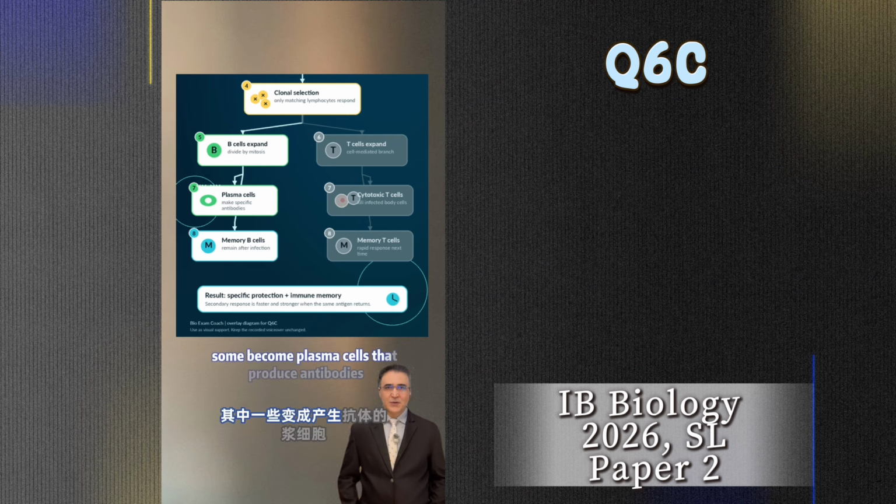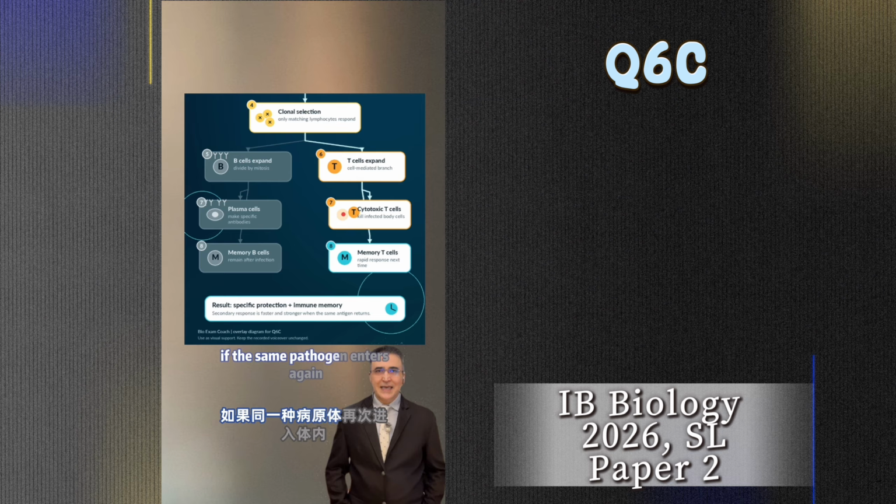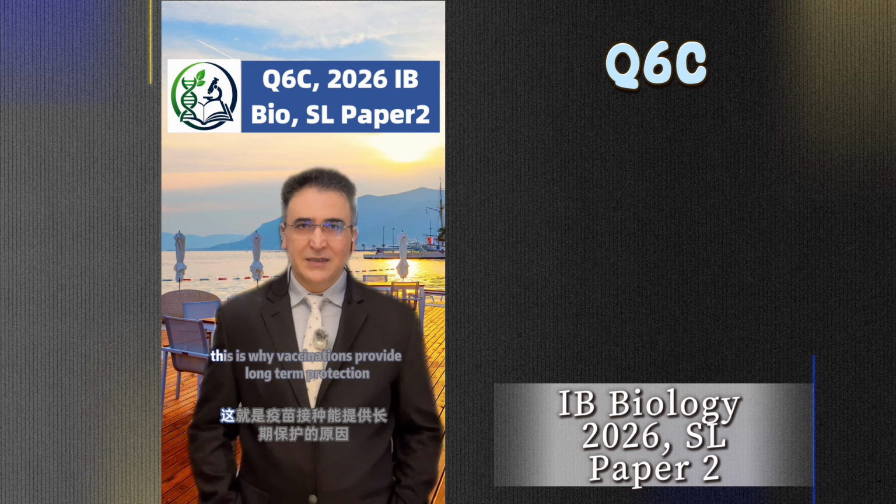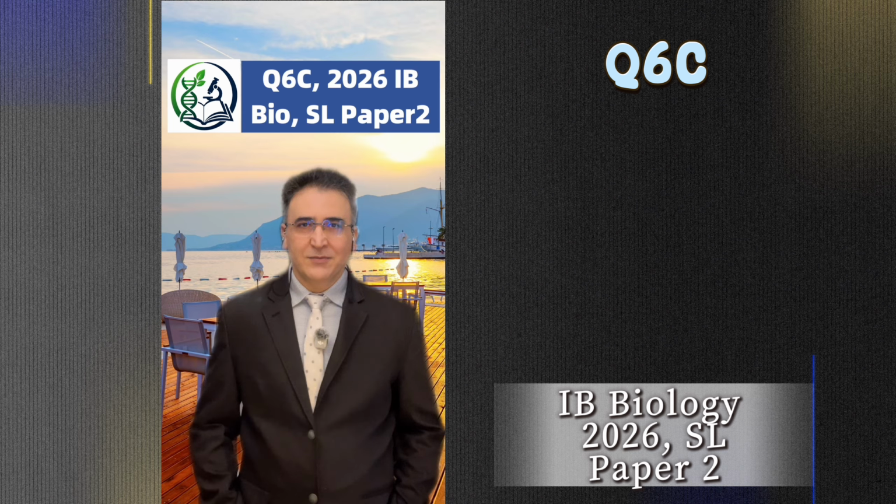Some become plasma cells that produce antibodies. Others become memory cells that remain in the body for a long time. If the same pathogen enters again, memory cells respond much faster, producing a quicker and a stronger immune response. This is why vaccinations provide long-term protection.